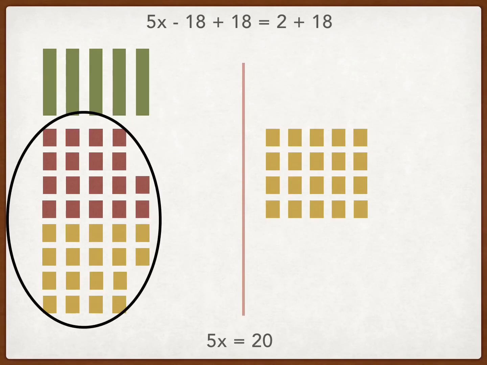Now that we have our variables on the left side, we're going to move our constants to the right side. So to get rid of negative 18, we are going to add 18, which makes one giant 0 pair, or 18 0 pairs, but I chose to circle it once. And then now that we have a 0 pair on the left, we added 18 to the right side, so that simplifies to 5x equals 20.